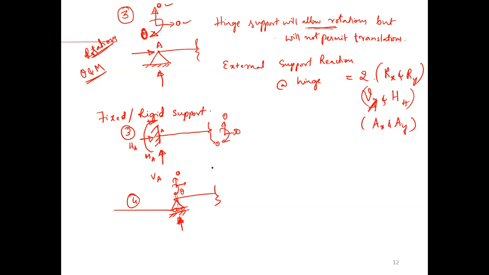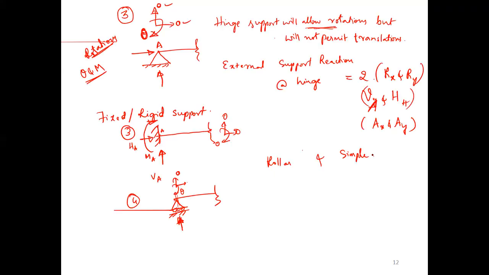If you are providing a roller, what is the difference between roller and simple support? What is the main difference? Anyone please tell me. Roller can be provided horizontally. Okay. Vertical, simple support will be vertical. Why can we provide a roller horizontally also? Any idea? What is the reason?